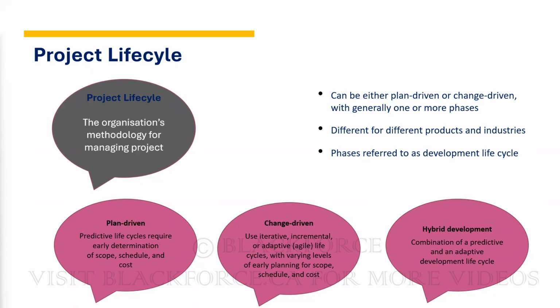The second one is the change-driven approach. That's the one we call the iterative model. We call it incremental, adaptive, agile. So when you hear agile life cycle, agile project, they are called change-driven projects. So what's the difference between these three? Some will tell you that they use the iterative method, some will tell you they use the incremental method, and some will tell you they use the adaptive method. What is the difference between the three?